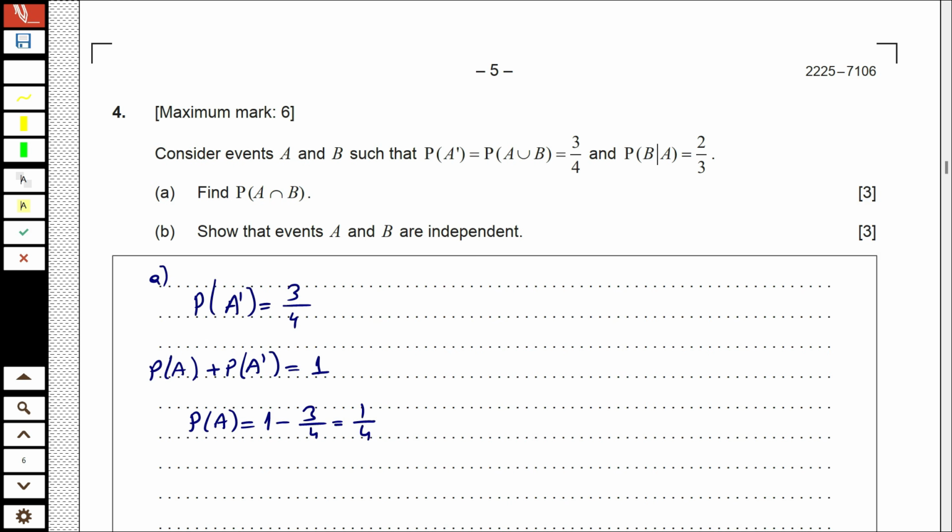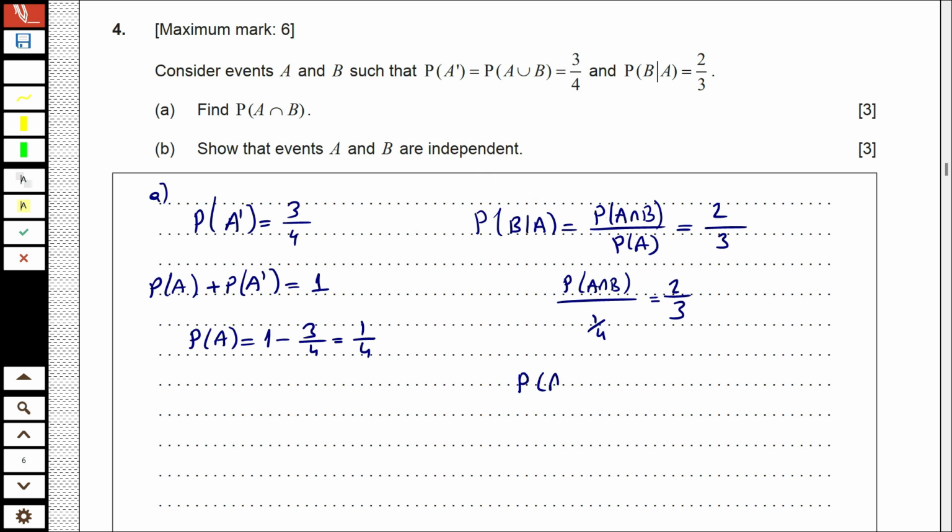And then what is the conditional probability, which is probability of B given A? From the formula booklet, you can check this formula: it is probability of A and B over probability of A. So I know that this is 2 over 3, and I will use the probability of A, which is 1 over 4. And from here, I will find probability of A and B. Yeah, just make a cross product. Probability of A and B is going to be 2 over 3 times 1 over 4. From here, you can write 1 over 6.